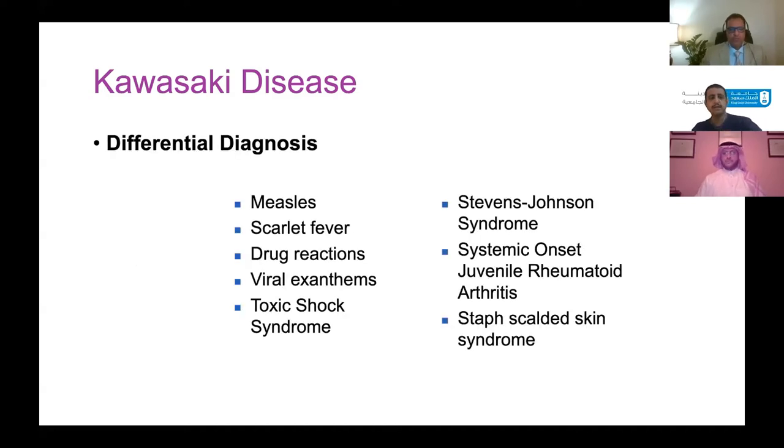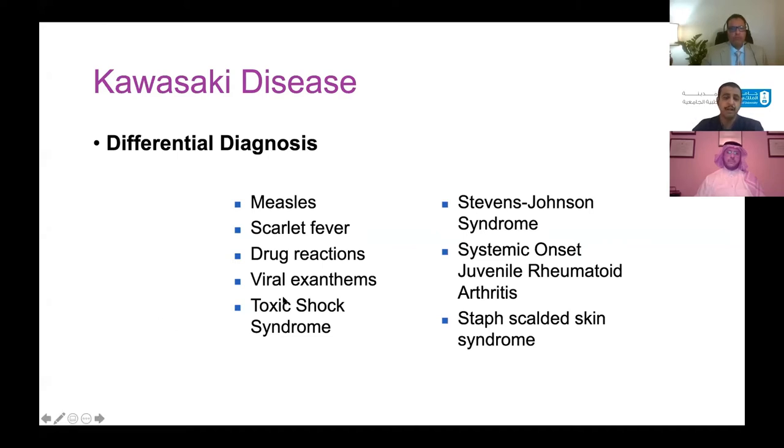The differential diagnosis varies. Scarlet fever is one of the common diseases we are seeing, and it has many clinical manifestations of Kawasaki disease. So keep it in your mind. Usually with Kawasaki, we don't have pharyngitis. So when you see pharyngitis, think about scarlet fever, and non-purulent conjunctivitis is not common to see there.